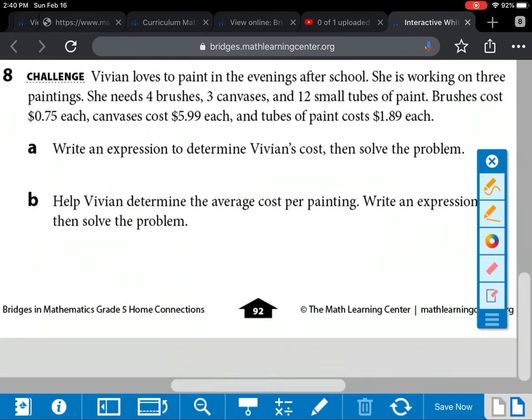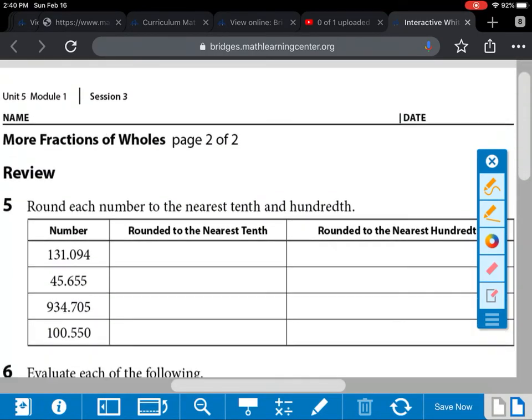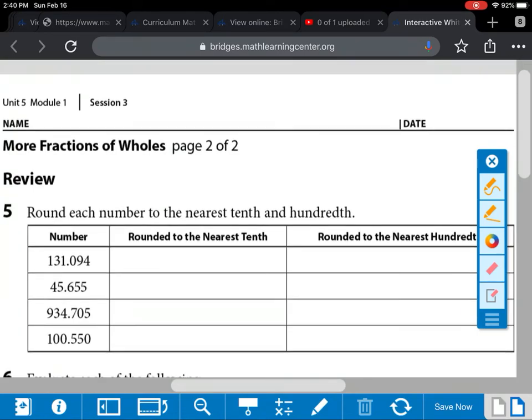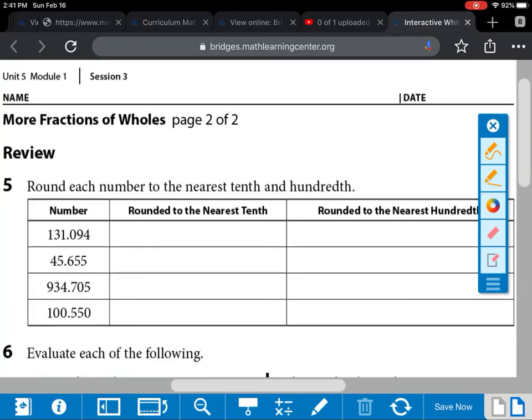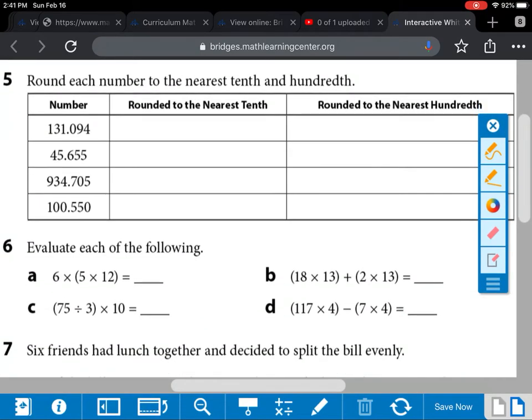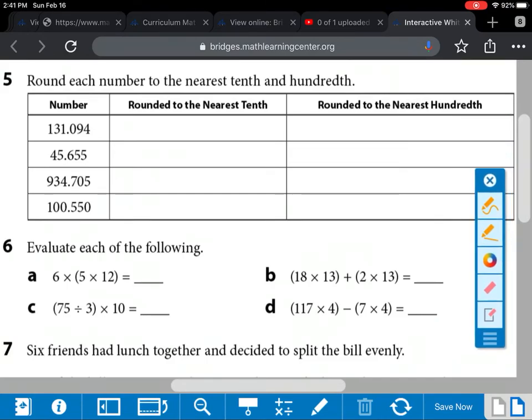All right, so on page 92 of the week of February 18th homework, we have some review problems here. So I'm just going to quickly go through a couple of things that I wanted to make sure that everybody remembers because they'll be coming up in later units that we're going to be covering in class. So the first thing that I wanted to talk about is rounding our decimal numbers. We talked about this in unit 3, so it's been a while.